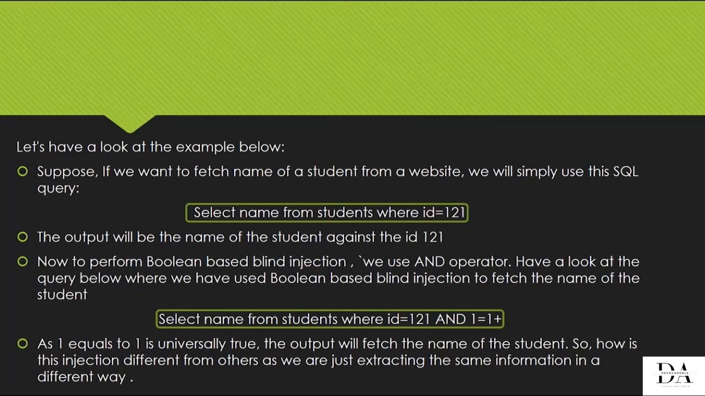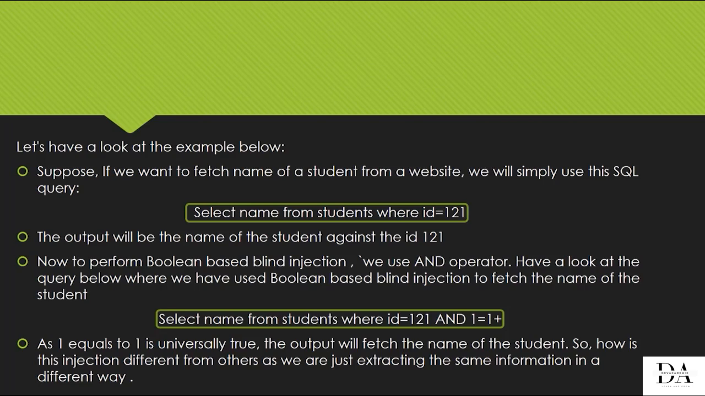Let's have a look at an example. Suppose we want to fetch the name of a student from a website, we will simply use the following command, and that is: select name from students where ID is equal to 1 to 1. It will provide us the name of the student whose ID number is 1 to 1. Now if we want to perform a Boolean-based blind injection over here, our query will be: select name from student where ID is equal to 1 to 1 and 1 is equal to 1.